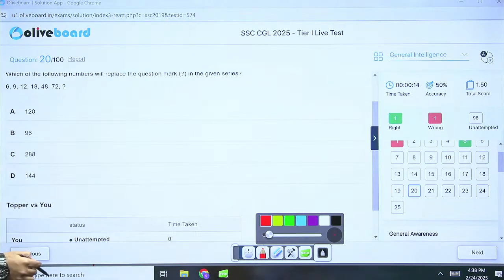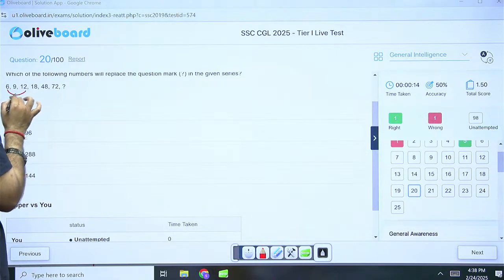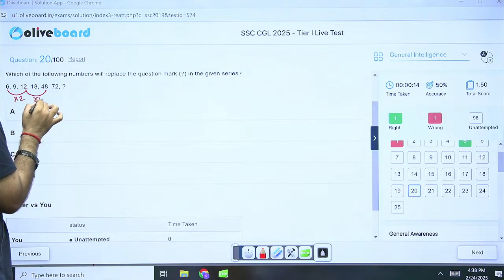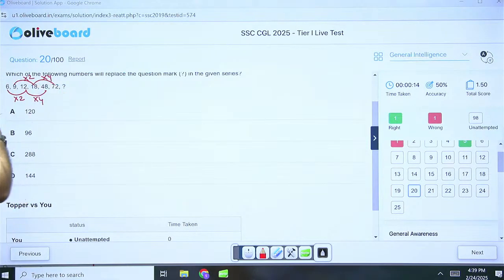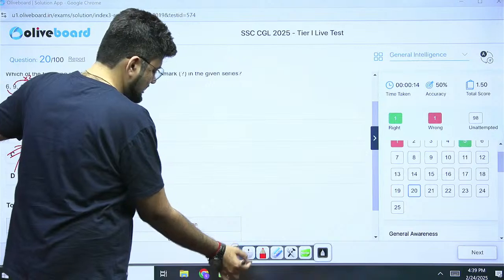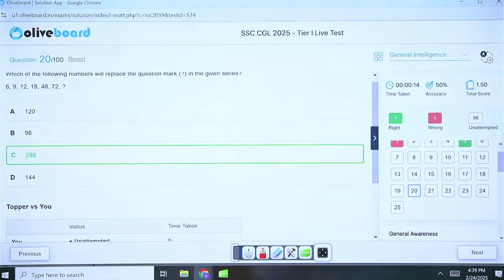Okay, what is happening here? 6 into 2 is 12. 12 into 4 is 48. And here 9 into 2 is 18. 18 into 4 is 72. Most probably the next one will be multiplied by 6. 246 or 248. That's the only possibility, right? 48 into 6 is going to give me what? 300 minus 12, 288. Yes, I have that in the options. So this most probably is my correct answer. Option C is the right one. Done?